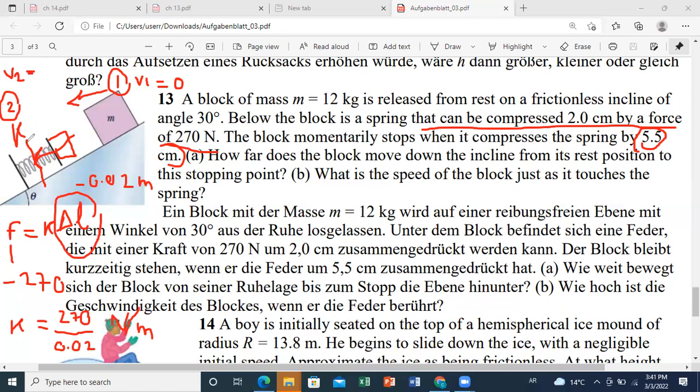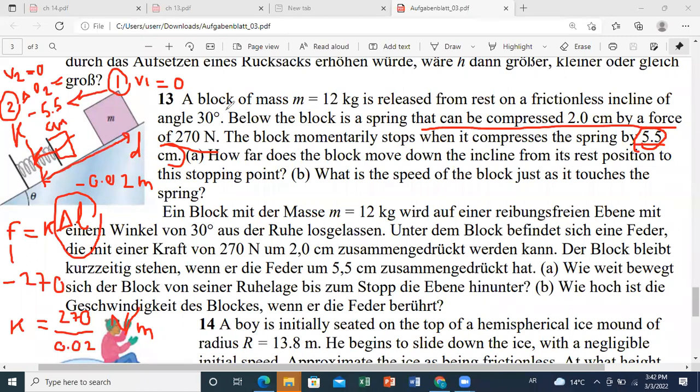And what I know about state 2 is that the compression of my spring, delta L2, is 5.5 centimeters. So delta L2, because it's a compression, is negative, minus 5.5 centimeters. And what I want to find is the total distance traveled by my block. I want to get this distance here. Whenever you have two states, state 1, state 2, with known velocity, and you want to solve for a distance, think about work and energy. Work and energy will be the easiest approach to solve.